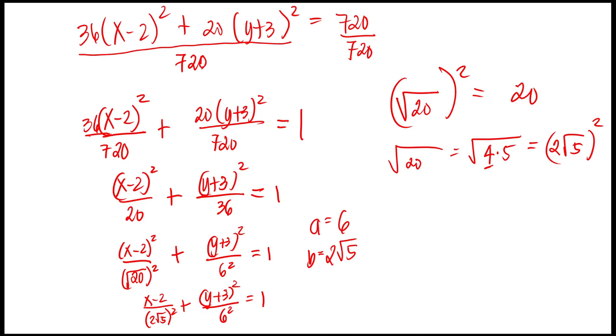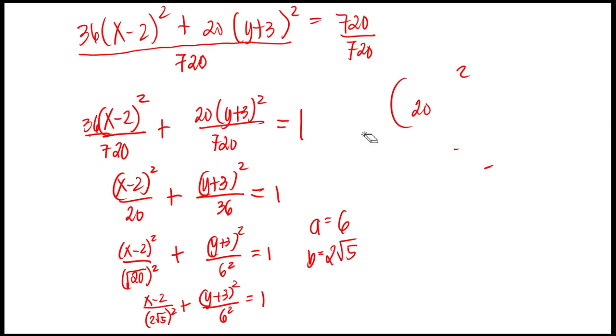So, by inspection dito, yung center natin is wala po sa 0, 0 kasi may naka-minus kay x at saka y. So, by inspection, ang center po natin is nasa h, k. At ano po yun? Okay, x minus 2 squared ito. So, ang ating h is positive 2.